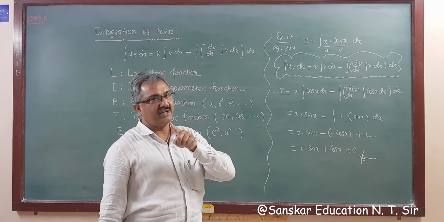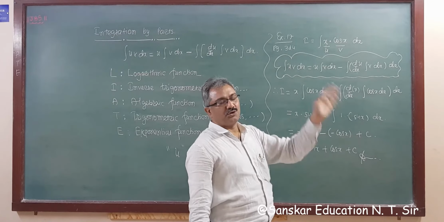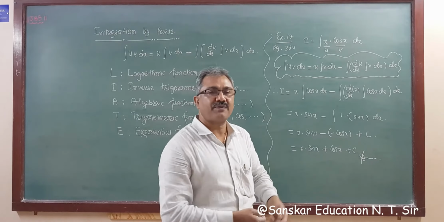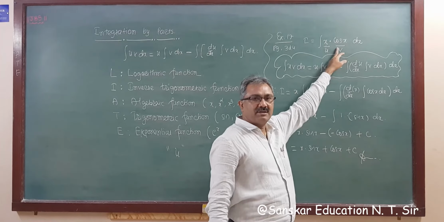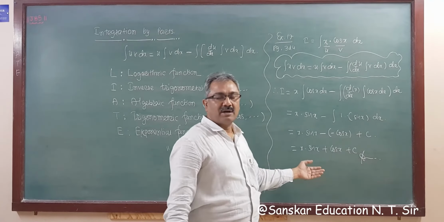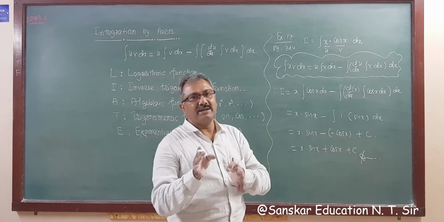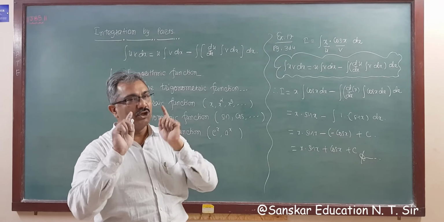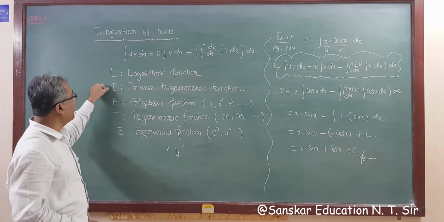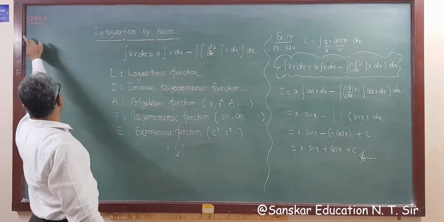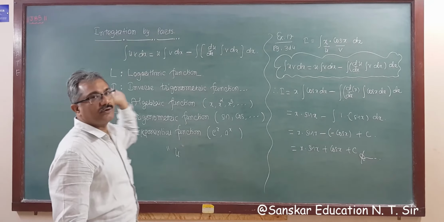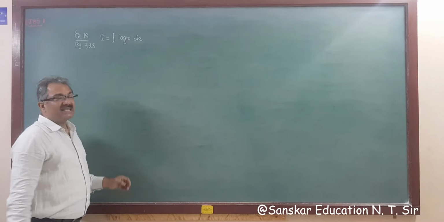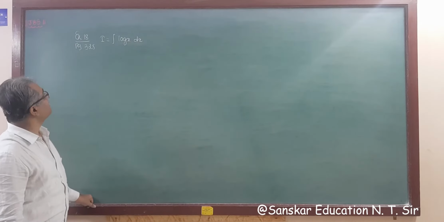And do remember one thing: for this type of question, x into cos x, x into sin x, you are going to use integration of this type of function frequently. So do remember how to solve this. In integration by parts, it's important to select u and v, and you have to select u in the order of LIATE. You have to select in this order. Okay, got it?